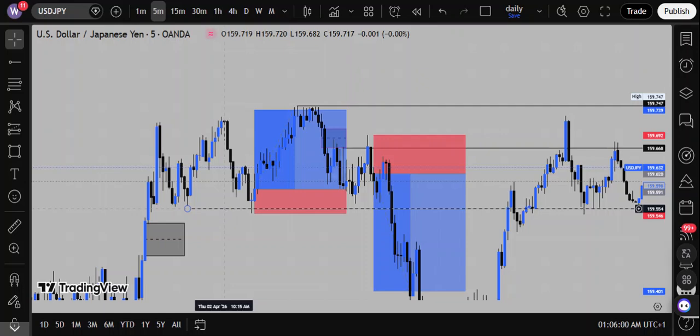I want you guys to practice and backtest this particular strategy and show me screenshots of your win rates.